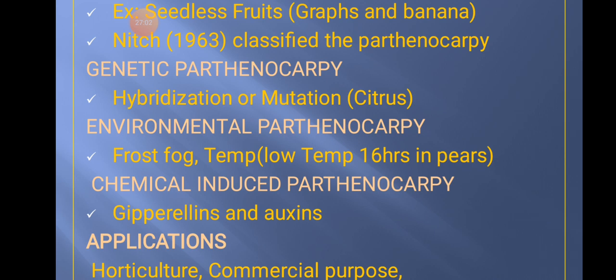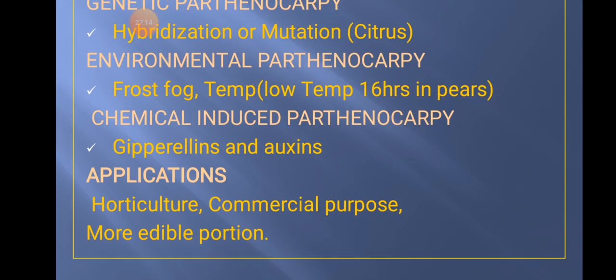For example, low temperature, nearly 16 hours is given here, but 3 to 19 hours only. If we give the low temperature for 19 hours in pears, parthenocarpy can happen. Then chemical induced parthenocarpy: gibberellin, GA, and auxins. Those are growth regulators. If you apply gibberellin and auxins, parthenocarpy can happen.